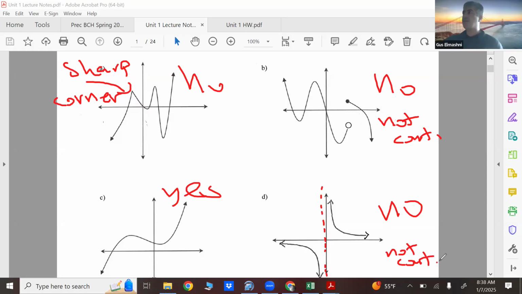Continuity means, can you draw the curve without lifting your pen or pencil off the paper? If you can draw the curve all the way through without lifting your pen or pencil off the paper, then it's continuous. Otherwise, it's not.